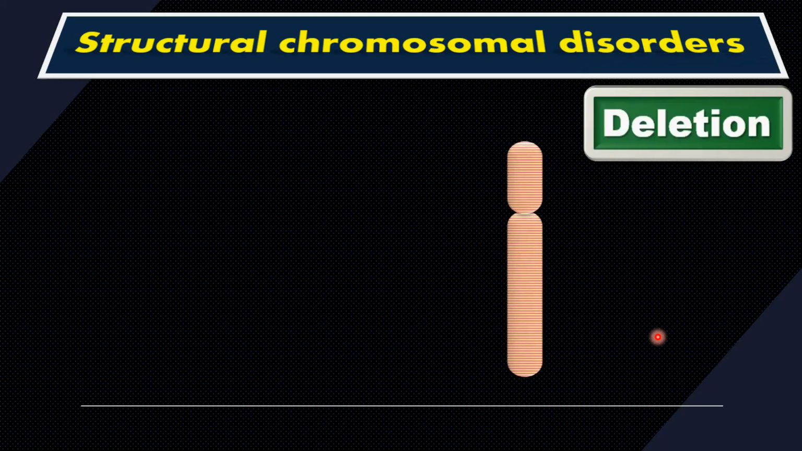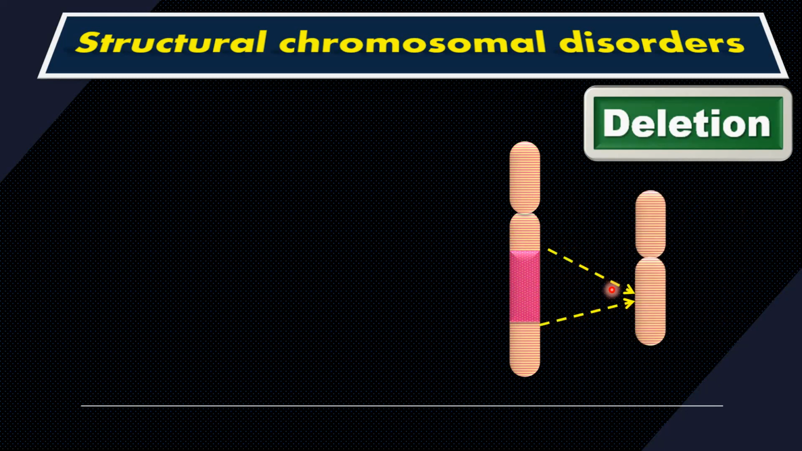Let us talk about structural chromosomal disorders. That means a part of the chromosome is deleted or inserted or switched between two chromosomes, or there may be reversal of these genes. First, we'll study deletion. This is a chromosome where you can see the centromere, the short arm, P arm, and Q arm. Now, let us imagine this much portion of the long arm of this chromosome is deleted, then it would look like this. This is called deletion.